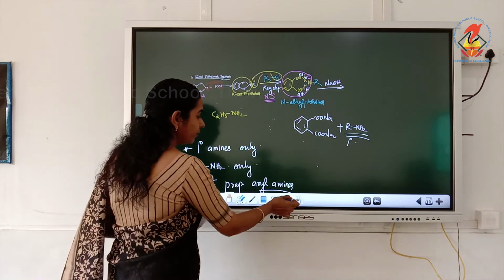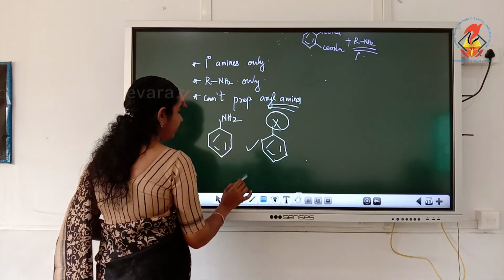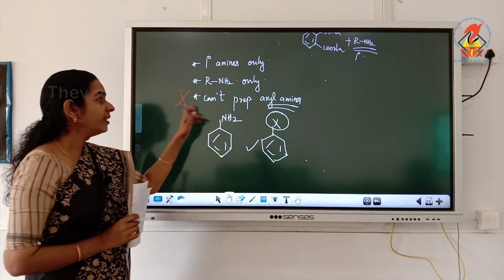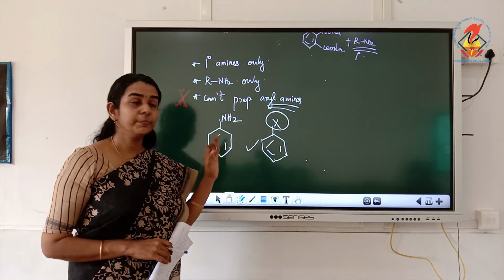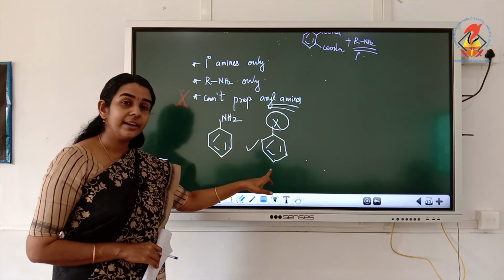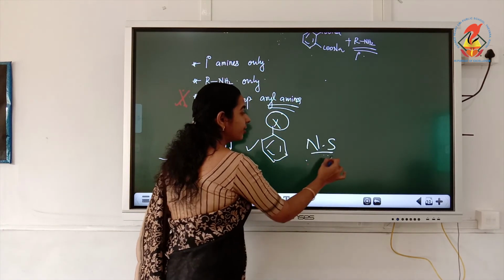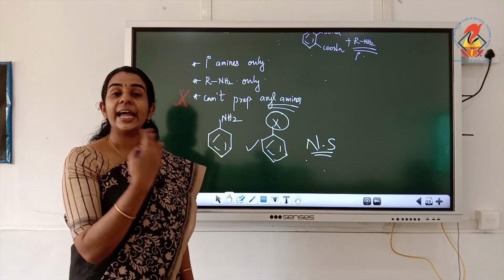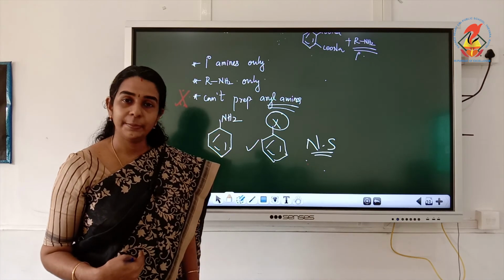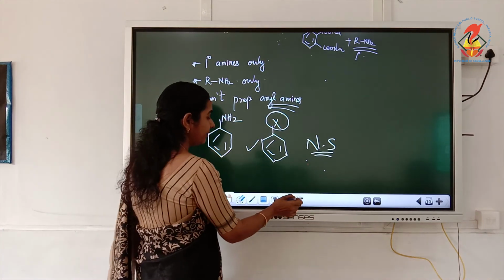So the reason for the last point is a very important question. Why can we not prepare aryl amines by Gabriel phthalimide synthesis? The reason is aryl halides cannot undergo nucleophilic substitution reaction with the anion formed by phthalimide. So this is a very important give-reason question.